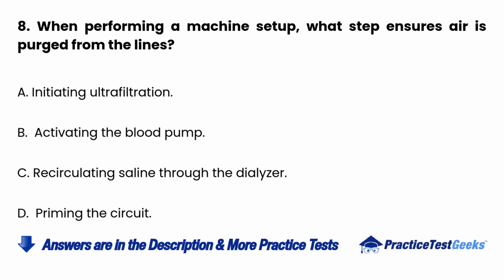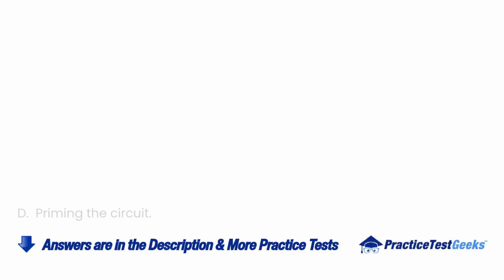8. When performing a machine setup, what step ensures air is purged from the lines? A. Initiating ultrafiltration. B. Activating the blood pump. C. Recirculating saline through the dialyzer. D. Priming the circuit.